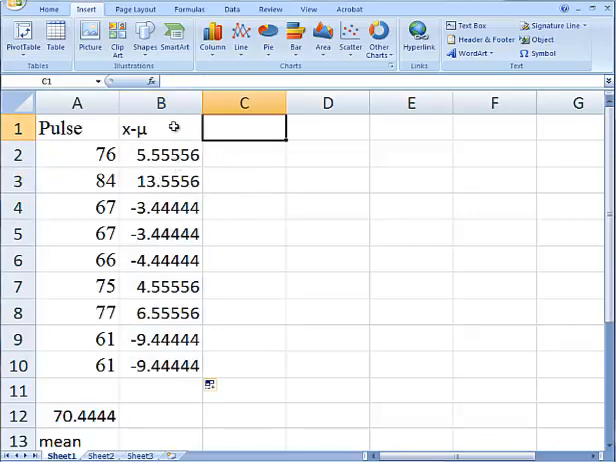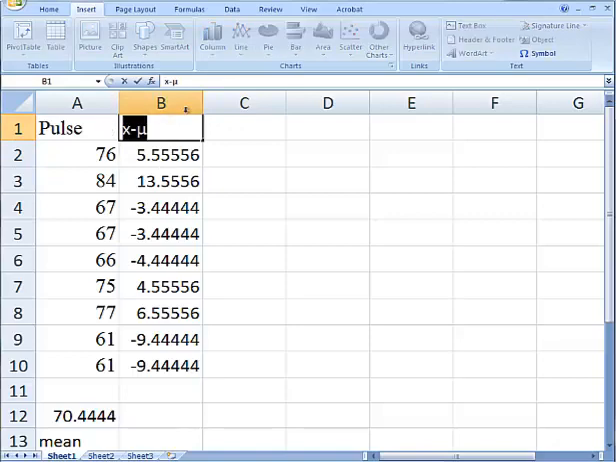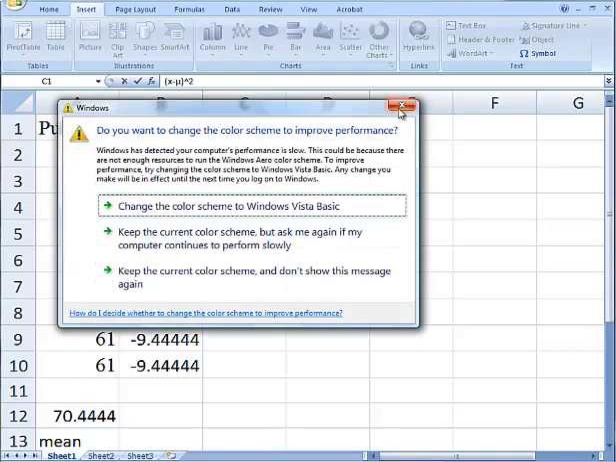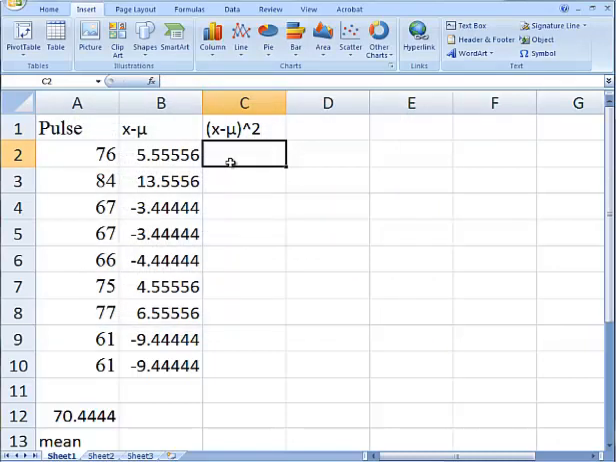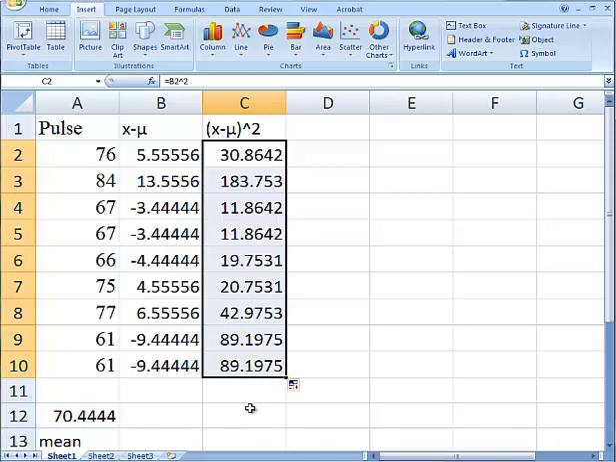Now the next step is to do x minus mu quantity squared. So we're going to label our column, and since we want to square the previous cell, we're going to type equals, click on the cell, then do caret key 2, and that squares that cell. And again, we'll drag it down to get our x minus mu quantity squared.